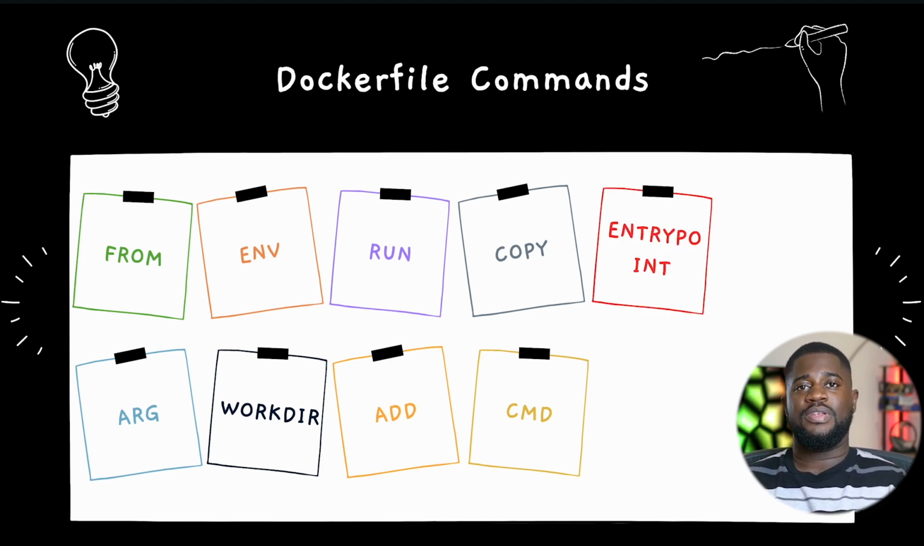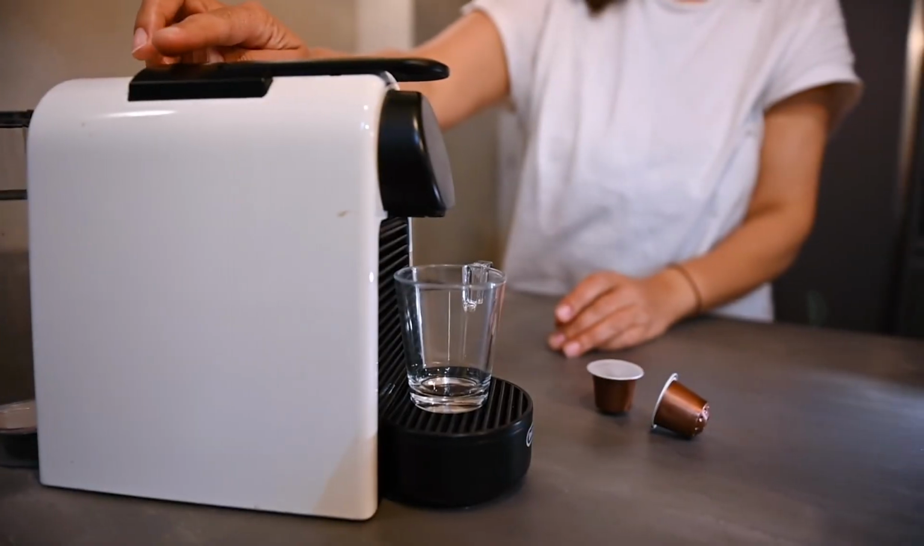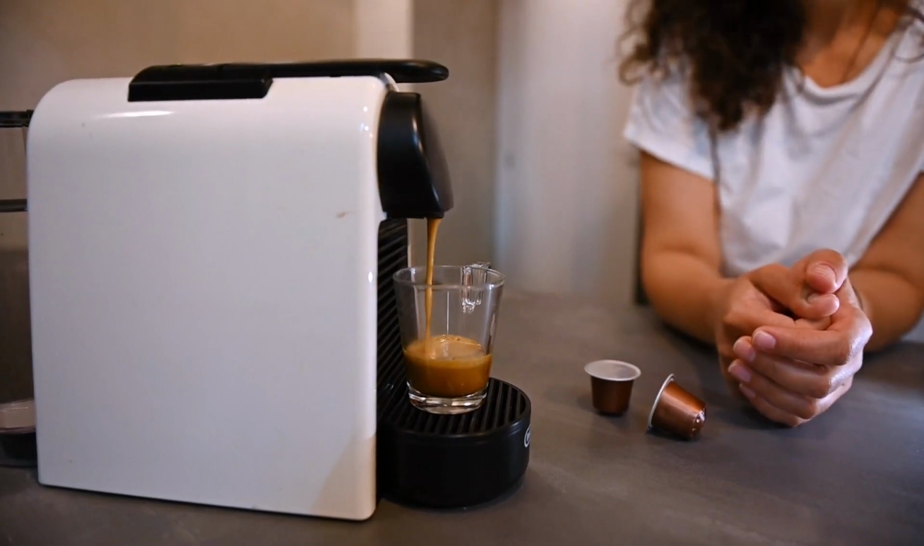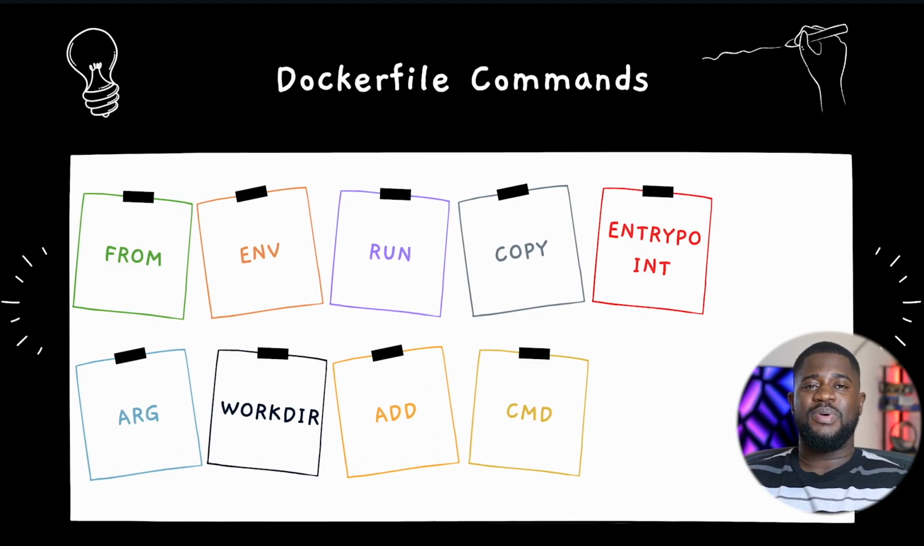Next, we have the ENTRYPOINT. The ENTRYPOINT instruction in a Dockerfile sets the primary command that your Docker container will run every time it starts. This command is like the main task or function that the container is built to perform. And you can think of an entrypoint as setting the default action for an appliance. For example, if you have a coffee machine, its primary function or entrypoint might be to brew coffee when turned on. Similarly, if you specify an entrypoint in a Dockerfile, you're telling the container every time someone starts you, this is the command you should execute first.